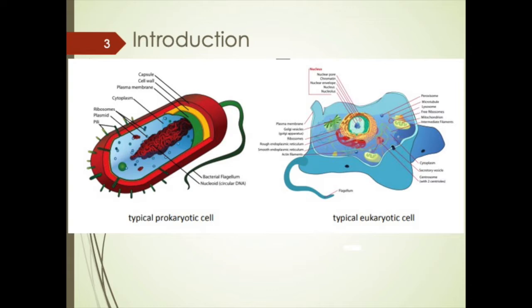So, anything you see has a typical prokaryotic cell. They can also have flagellum or cilia. They can also have pili. These are special organs that can transfer genetic information. Prokaryotic cells also have a circular chromosome rather than a linear one.